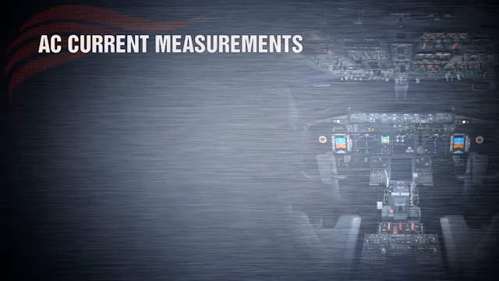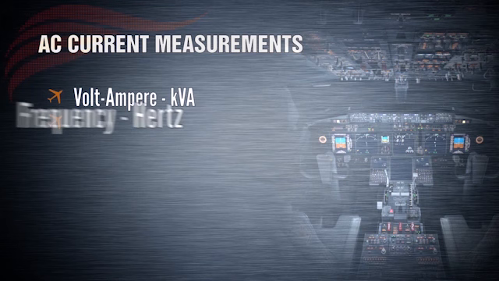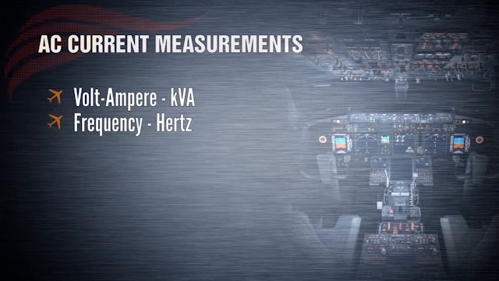AC current's output power versus voltage is measured in a unit called volt-ampere, generally expressed in thousands, or kVA. Another important concept associated with AC current is the frequency at which the current alternates direction. Frequency is measured in hertz. For example, a 60 hertz frequency is equal to 60 current direction changes per second.